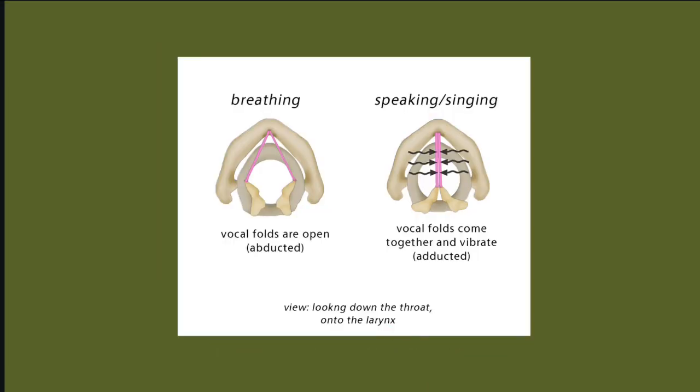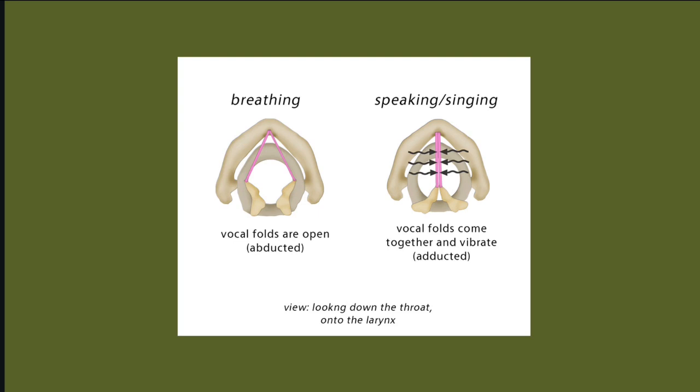Okay, so this slide shows us the two main positions of the vocal folds during different activities, breathing and speaking or singing. When you're breathing, your vocal folds are open. This is called abduction. This open position allows air to move freely in and out of your lungs without creating sound. When you speak or sing, your vocal folds come together. This is called adduction, and they vibrate as air passes through them. These vibrations are what create sound. The faster the vibration, the higher the pitch of your voice.